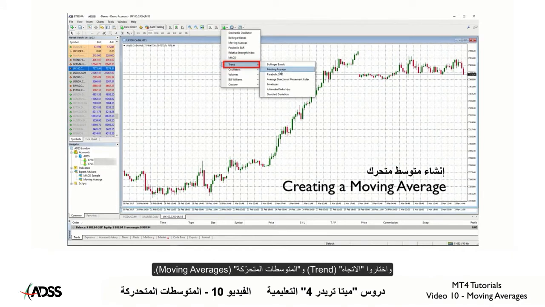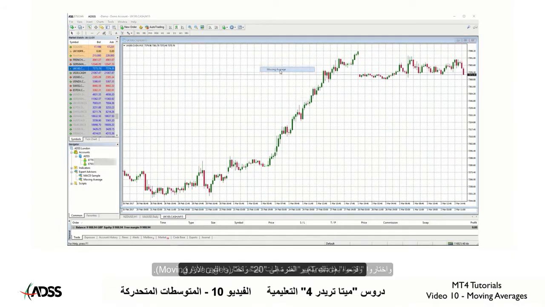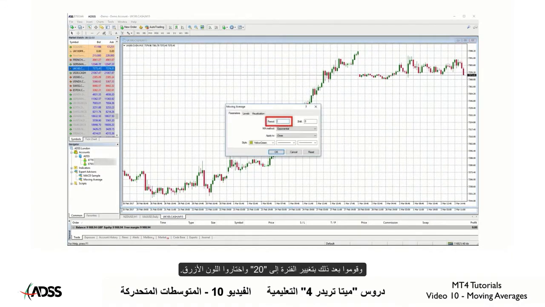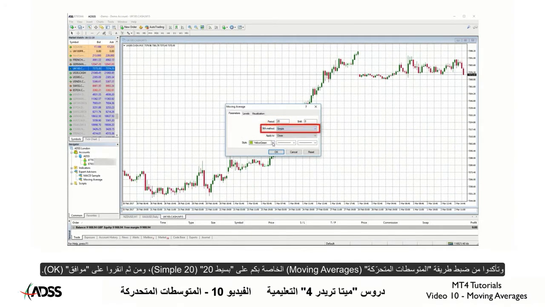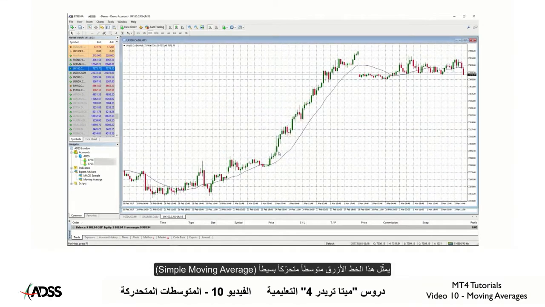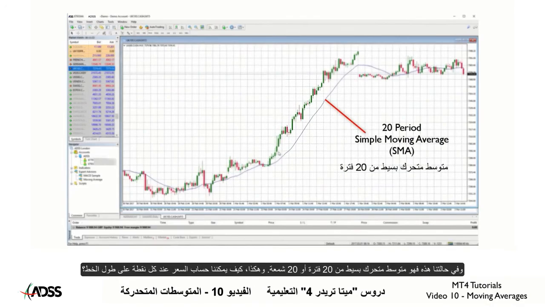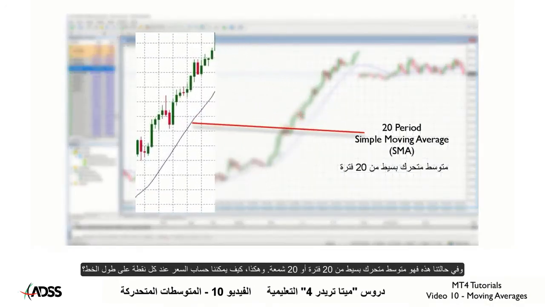Select Trend and Moving Averages. Change the period to 20 and select a shade of blue. Make sure that your MA method is set to Simple and click OK. This blue line is a simple moving average. In this case, it is a 20-period or 20-candle SMA.